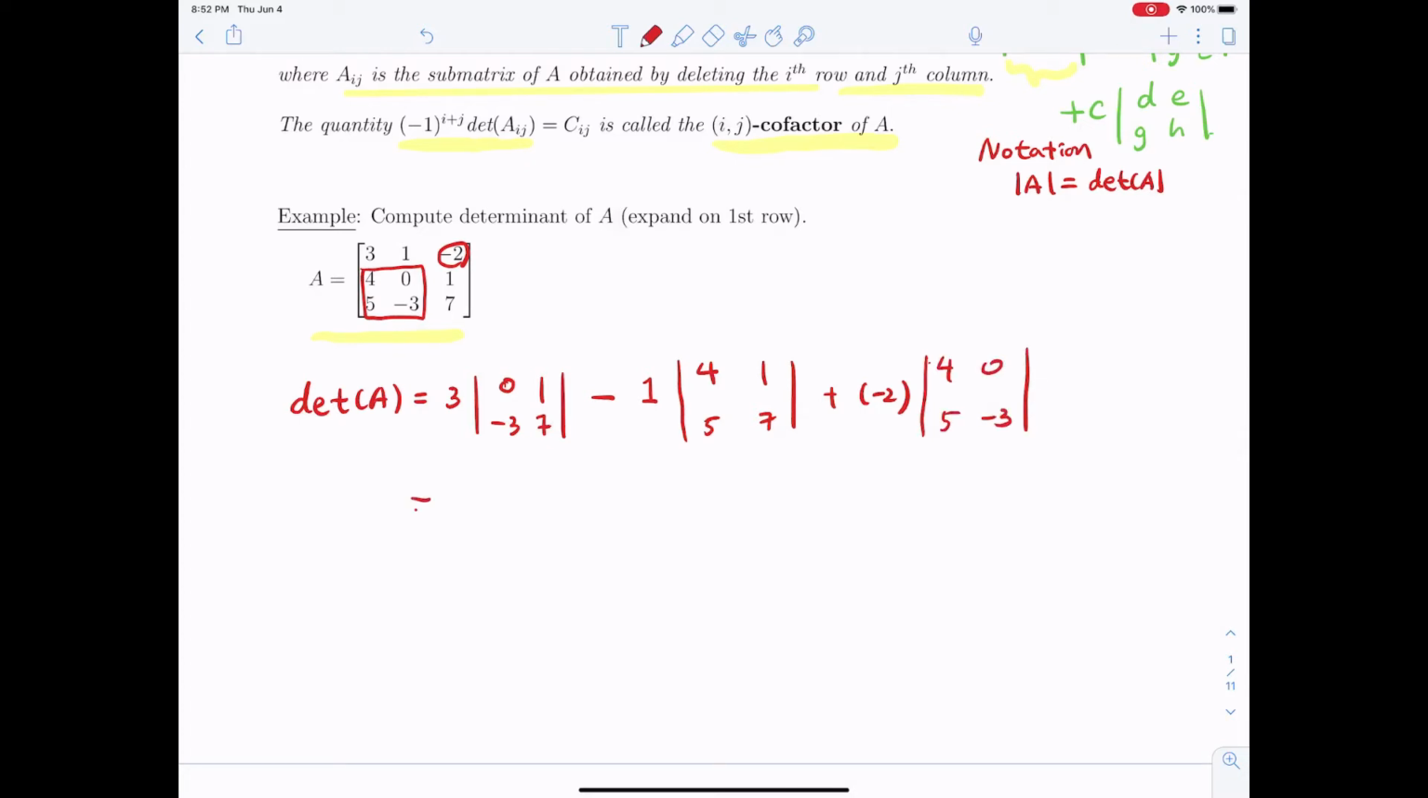And if you calculate the determinant, then this gives you 3 times, I guess, 0 minus -3, minus 28 minus 5, minus 2 times -12. And this equals 9 minus 23 plus 24, that equals 10. So notice that we expanded along the first row of the given matrix A, but actually we can expand along any other rows or columns. So let's look at the following theorem.